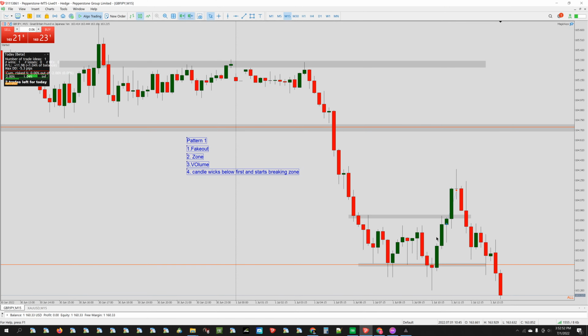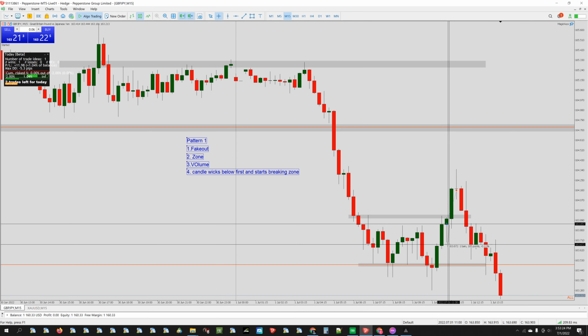So first of all, we need a fake out. We did a fake out below the 163.500 area. The second thing was a zone. There was some sort of zone present at the 168.900 area. The third thing was volume. There was volume present, as we can see big body candles. And number 4 was candle wicks below first. As this candle started breaking its own high, I executed buys.